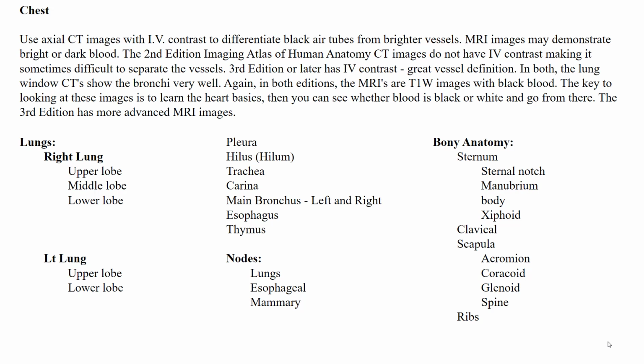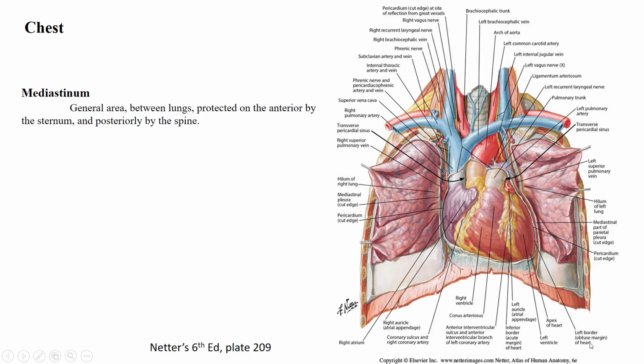The third edition of the Weir book will have more advanced MRI images as well. And below is a list of the anatomy that we're going to be studying during this lecture. So in taking a look at the mediastinum, it is that general area between the lungs, and that will include the great vessels, the trachea, the heart, the esophagus.